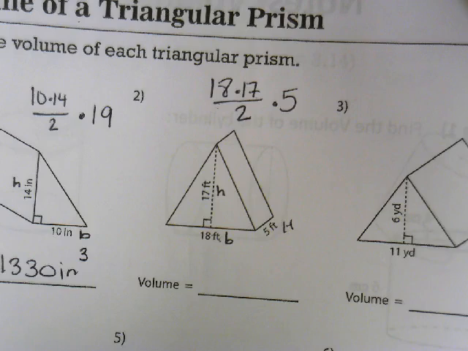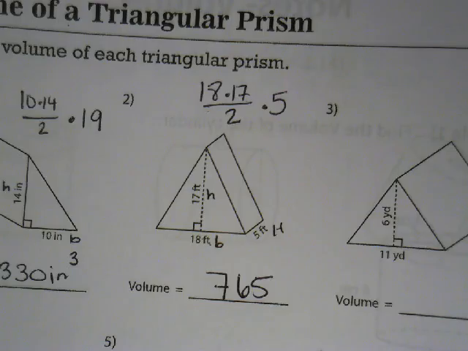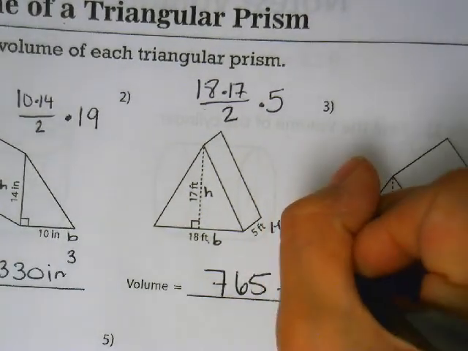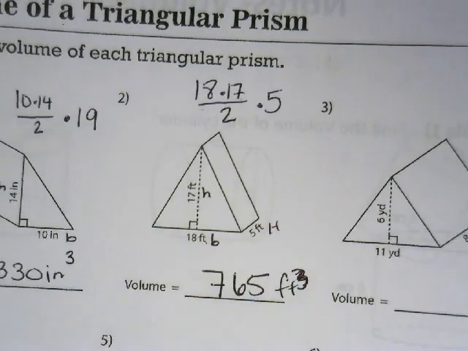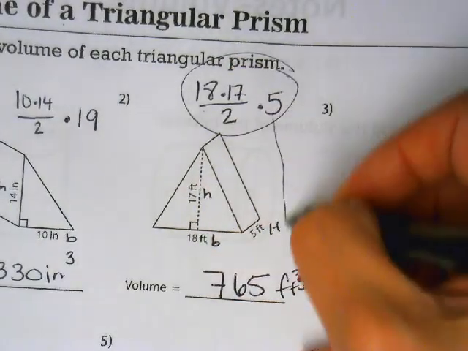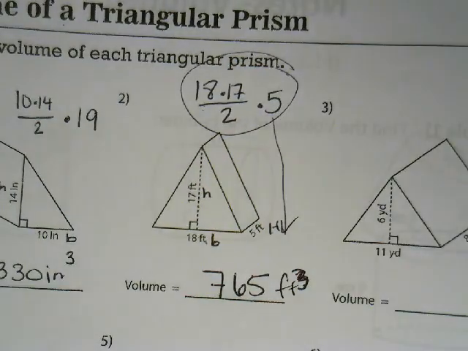What'd you guys get? 765 feet cubed. Very good. Cubed. You do it. Don't copy my answers. Figure out, can I do this by myself? Can I type in these numbers and get this answer? All right. Okay, let's do it.